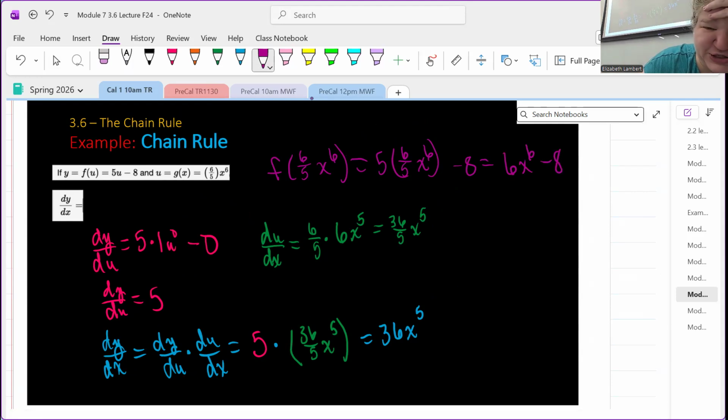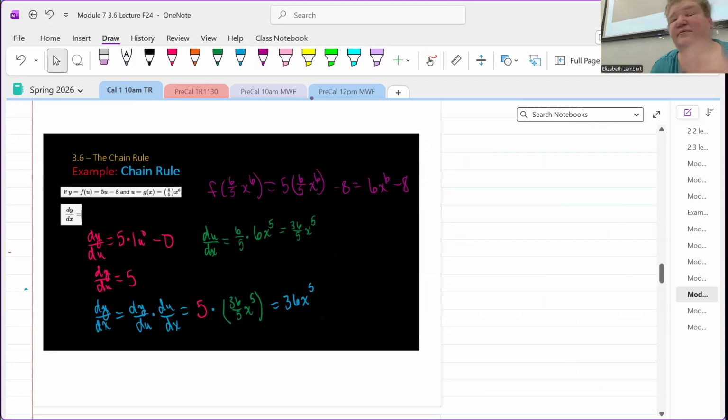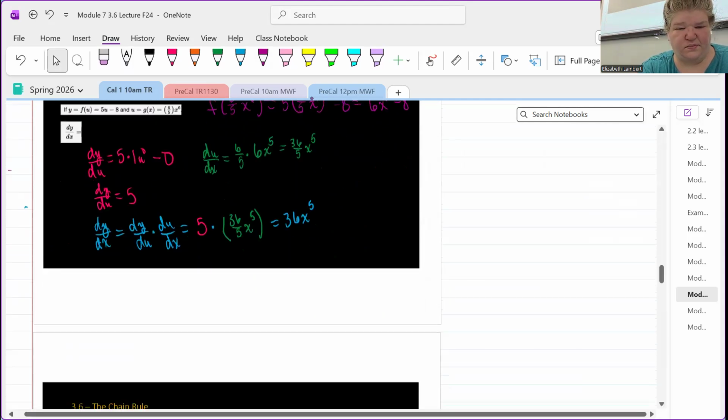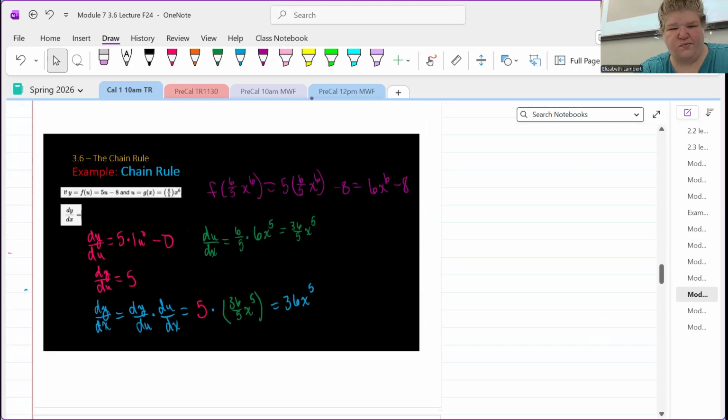And then that's just a straight up power rule. Bring the 6 down so we get 36x to the 5th. And then the derivative of the 8 is 0. So there's our same 36x to the 5th. So questions on this one or anything else so far?